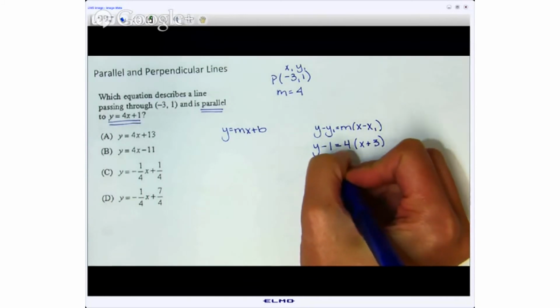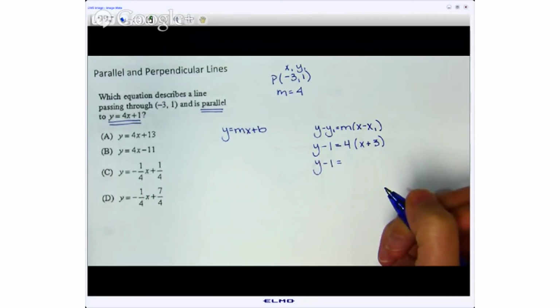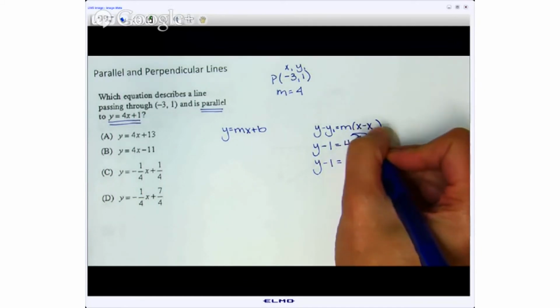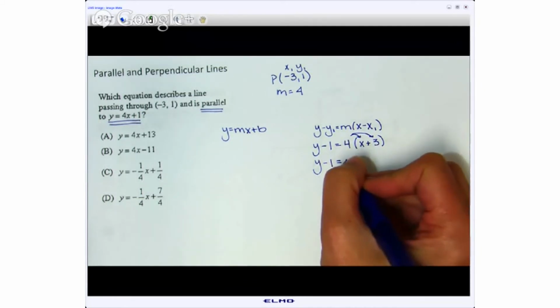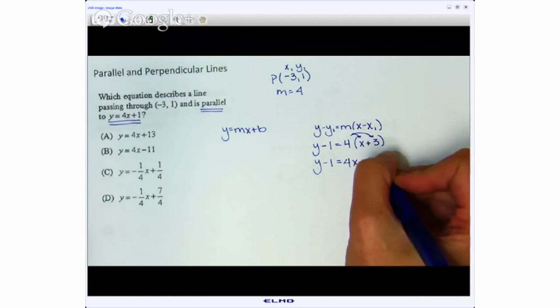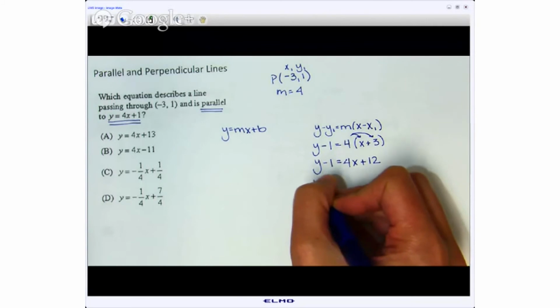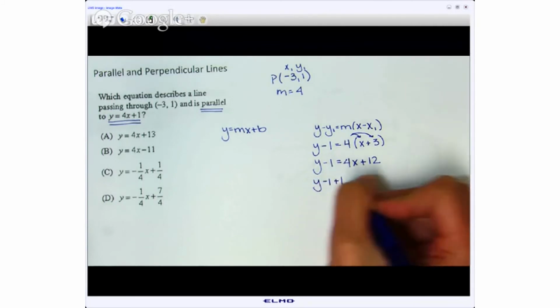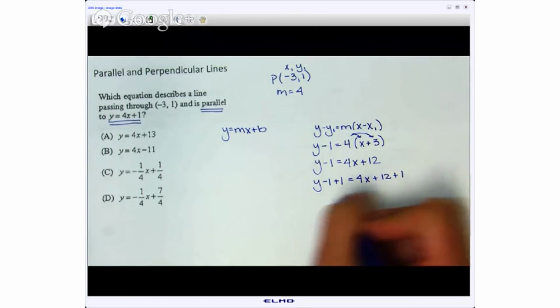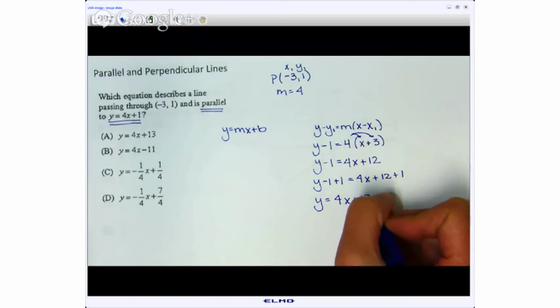Our first step to solve this to get it to y equals mx plus b, or slope-intercept form, is to distribute the 4 to both terms. So 4 times x is 4x, and 4 times positive 3 is 12. And then to solve for y, I simply want to add 1 to both sides. So by adding 1 and simplifying, y is equal to 4x plus 13.